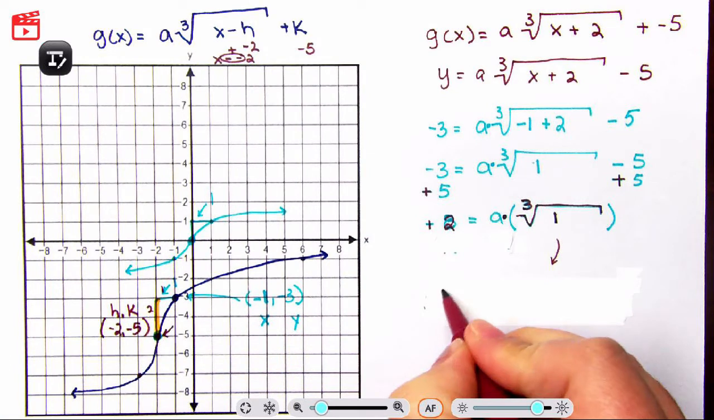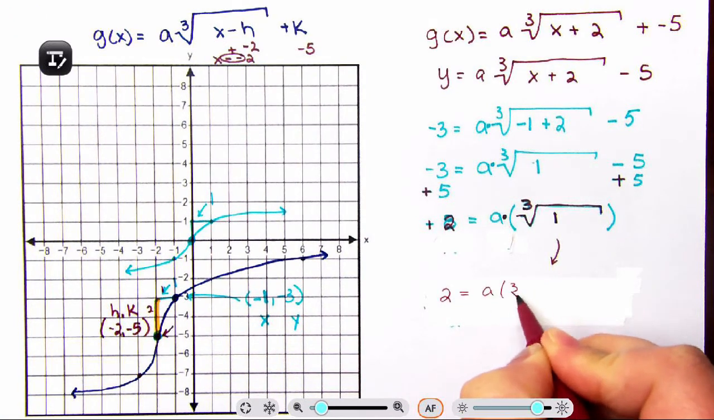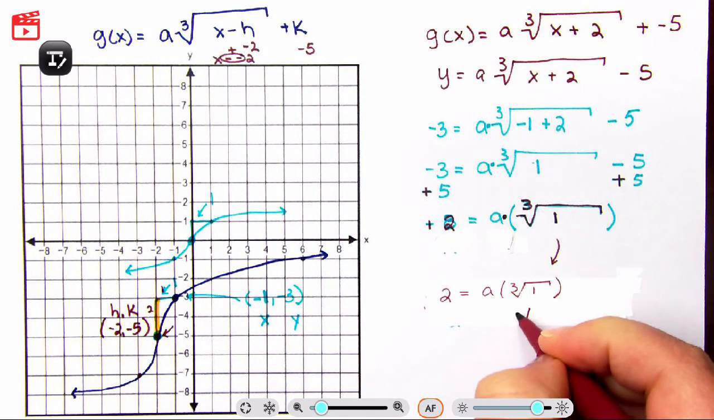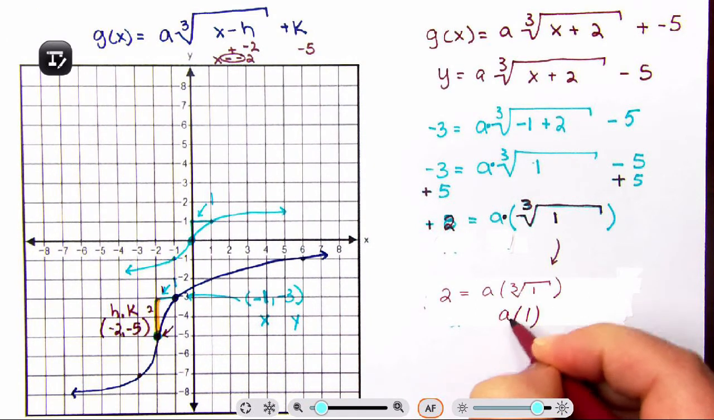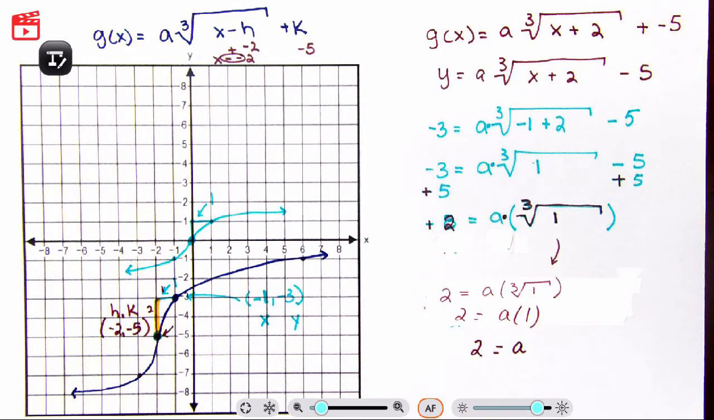All right, so let's actually solve it the way you're supposed to. The cube root of 1 is 1. 1 times a is a. Therefore, a is 2, and that's what we should have gotten. So how would this look in our final answer? G of x, f of x, p of x, q of x, doesn't matter. G of x is equal to 2 times the cube root of x plus 2, minus 5.